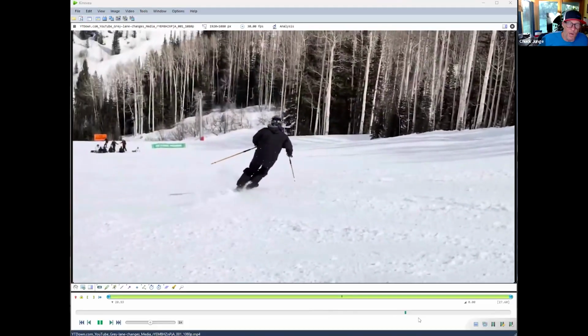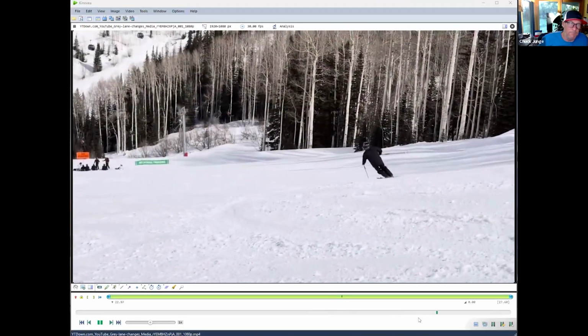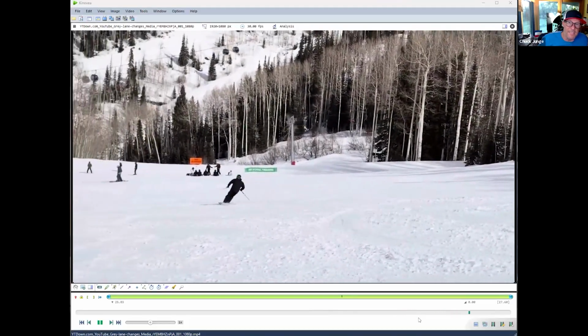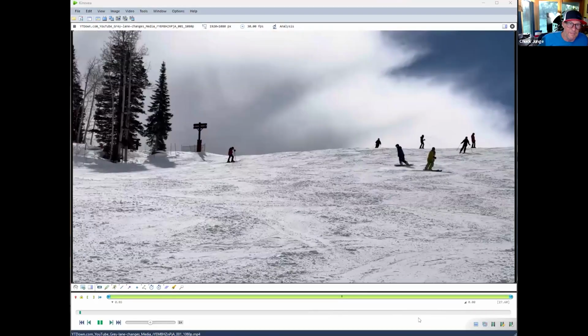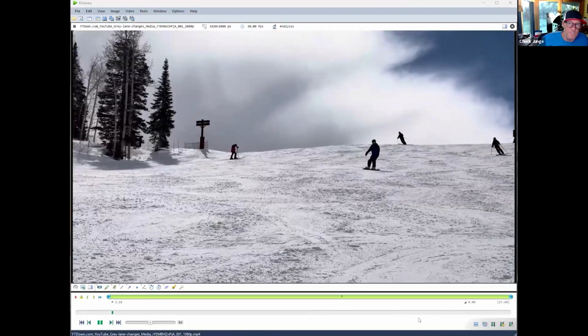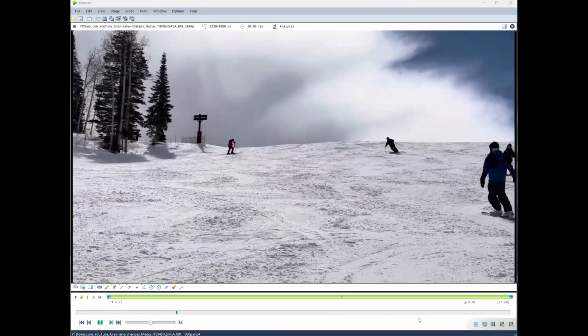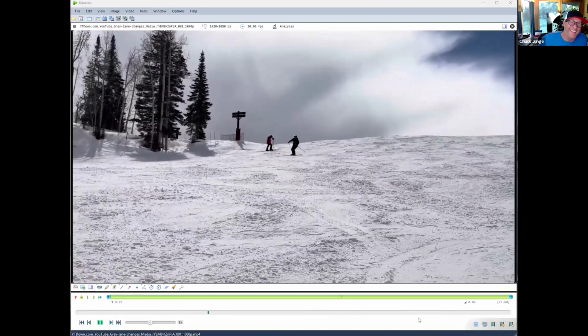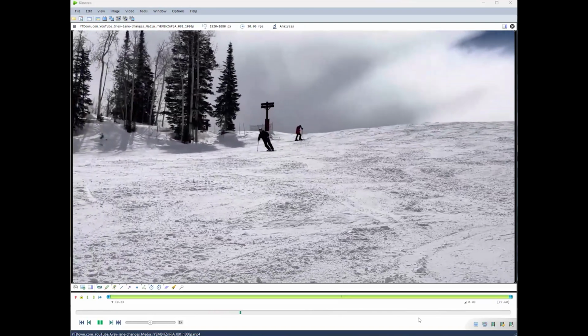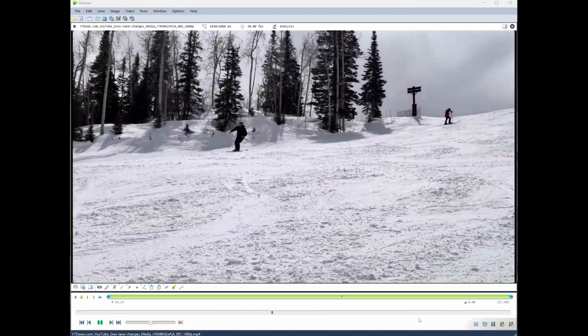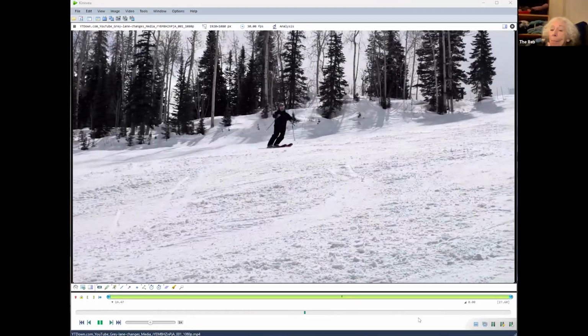How long is he putting pressure to which ski, and when? How long to the point of no return? I'm joking, but I'm also not joking. No, it's the whole time. Yeah, it's the whole time.